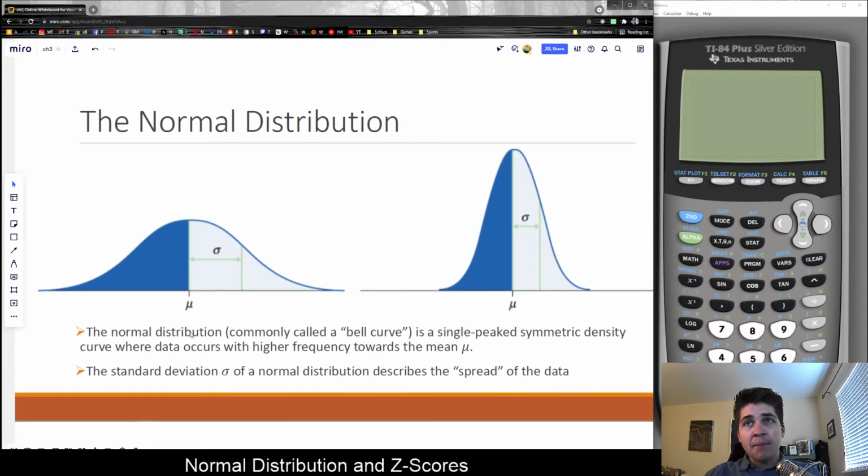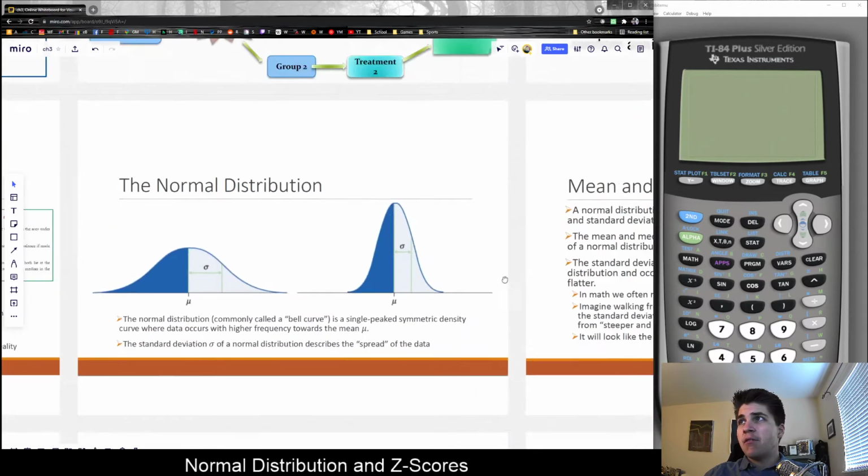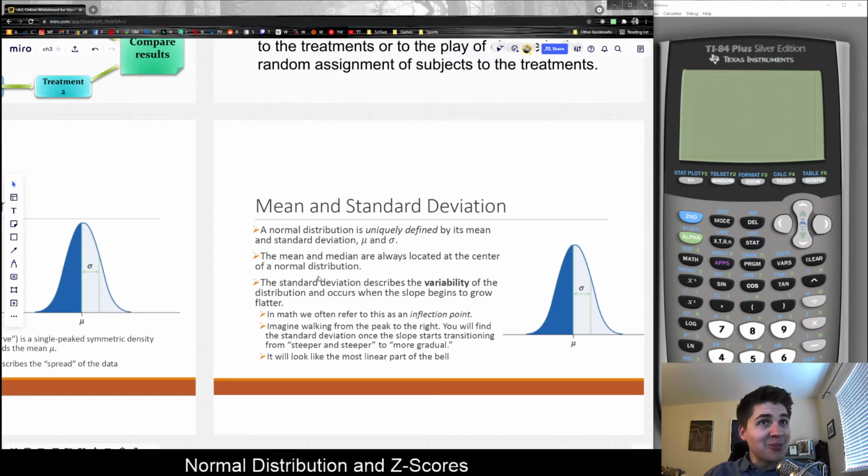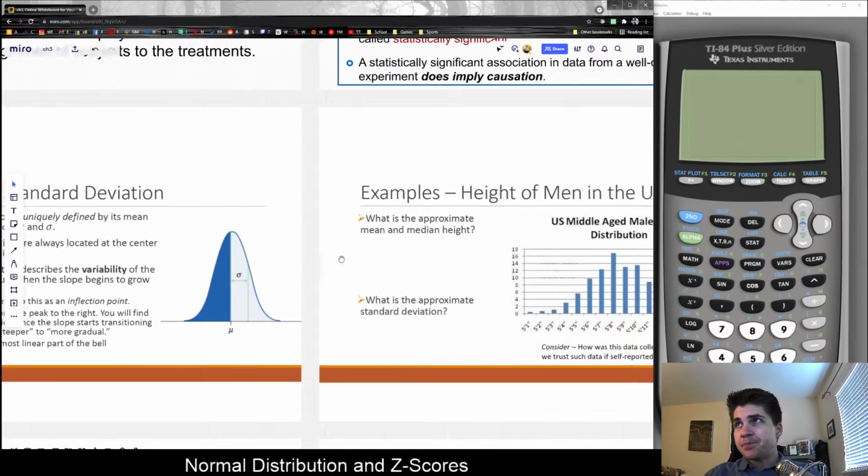Basically, the mean just affects where the peak is, where the top of the bell curve is, what the most common outcome is, which is usually defined by the mean.